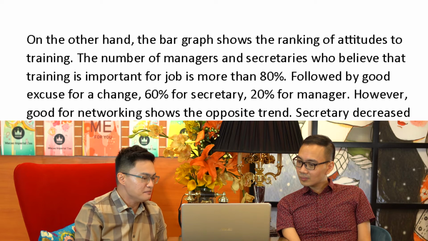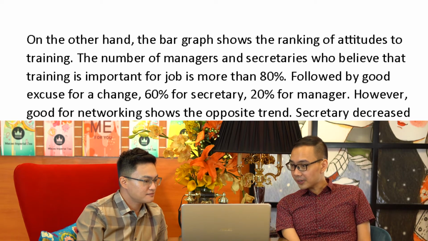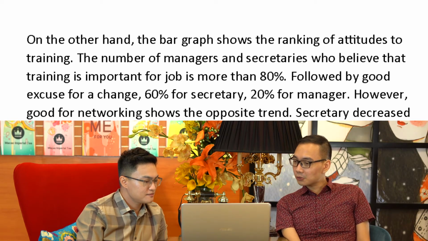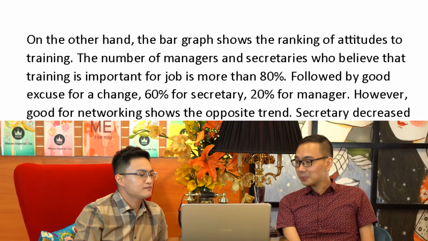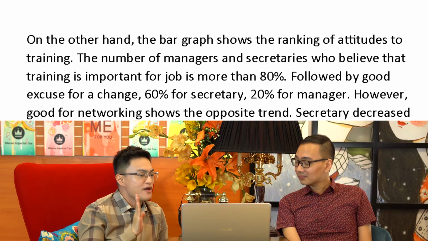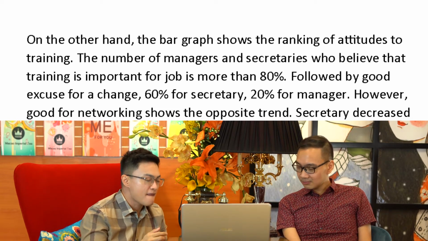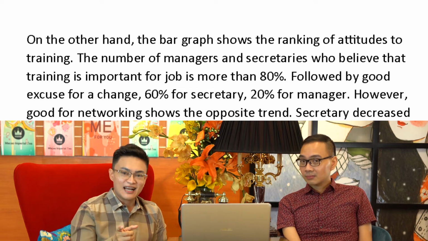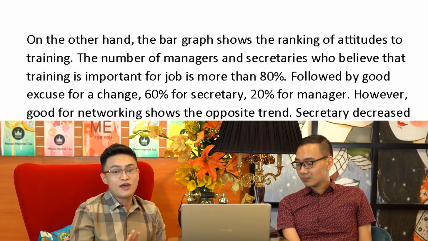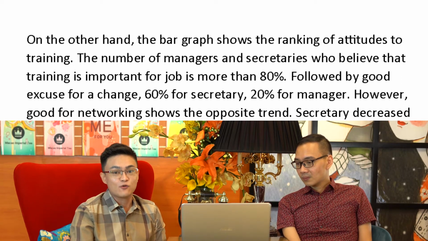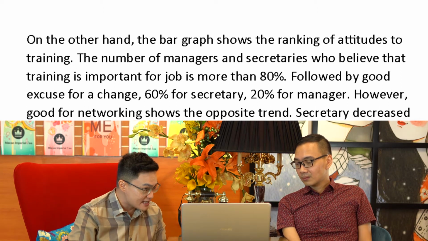Okay, Sir Pheelyp. On the other hand, the bar graph shows the ranking of attitudes to training. The number of managers and secretaries who believe that training is important for job is more than 80%. Okay, I think we have to mention the errors right now. On the other hand, that is a connective acceptable in writing task 2. But you can't use on the other hand in writing task 1. Why? What's the explanation of IELTS examiners?